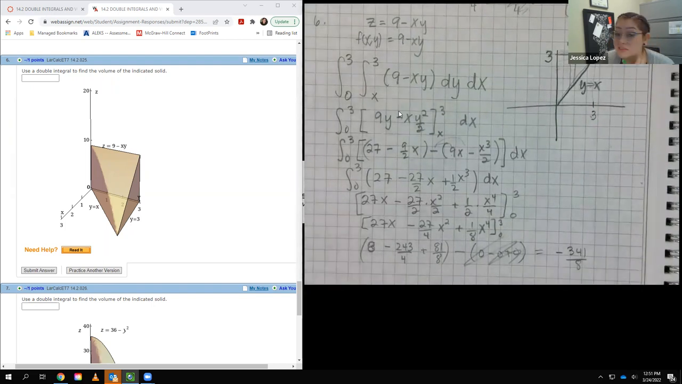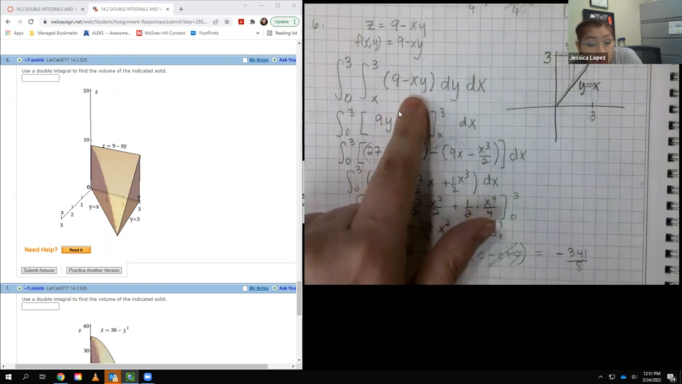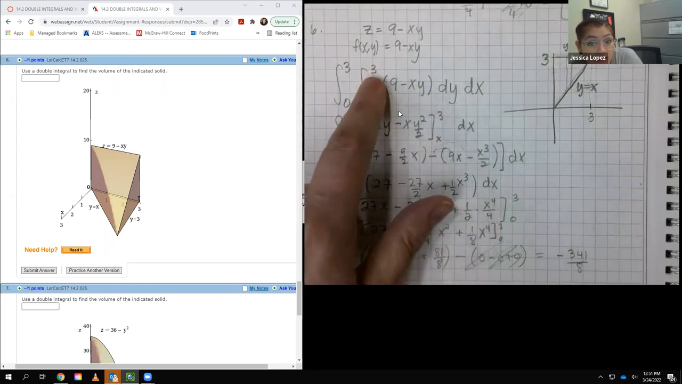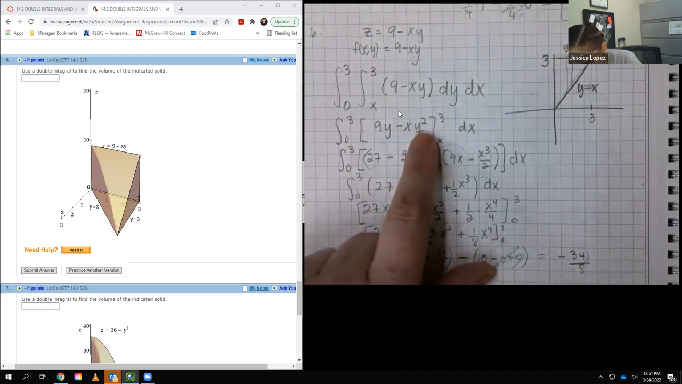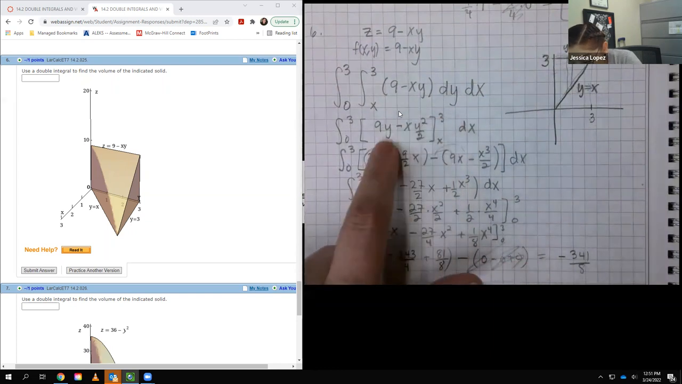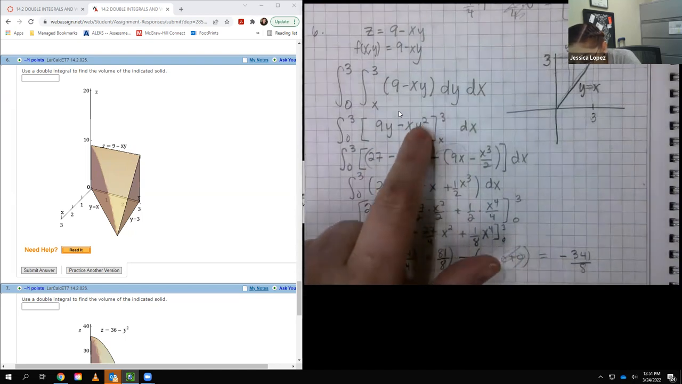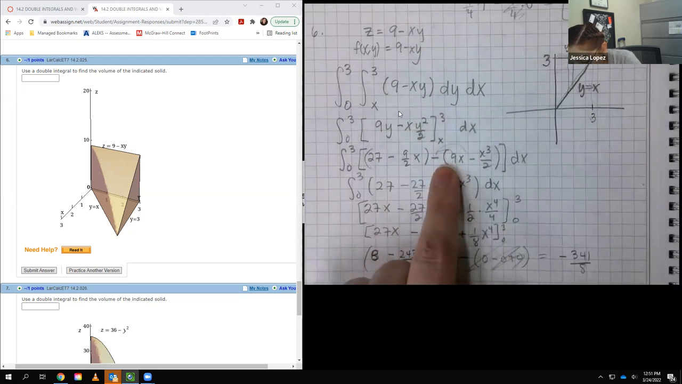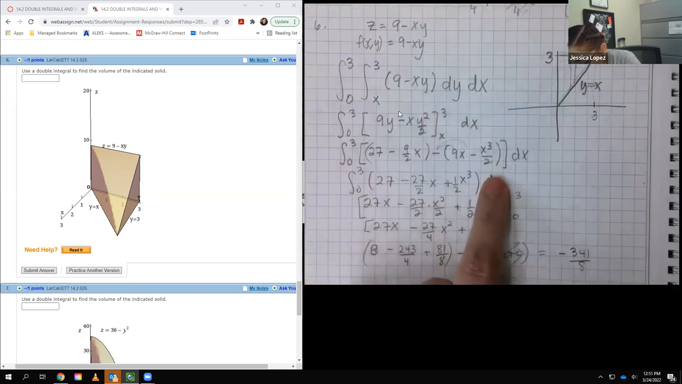Okay, I have a feeling again that this is not right. So make sure I did everything correct. I have 9 minus xy. Yep, from x to there and from there to there. That's good. So then I get 9y minus x times y squared over 2. Okay, that's fine. Then when I plug in 3, I get 27. When I plug in 3, I get 3 squared, which is 9. So 9 has x. Then when we plug in x, we get 9x. When we plug in x, we get x squared times x, which is x cubed over 2.